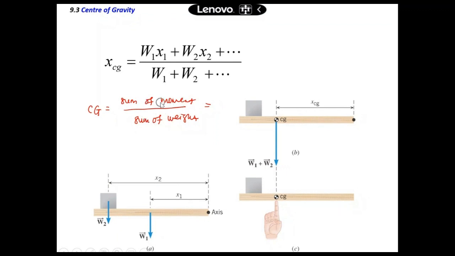And the sum of moment. Moment is a product of force and distance, right? If the axis of rotation is here, the force means the gravitational force. The gravitational force of the bar is W1 multiplied by x1, so you will get W1 x1. Then the gravitational force due to this block is W2, so I'm using W2 multiplied by x2. Sum means you just add up together, right? That is how you find out the center of gravity.